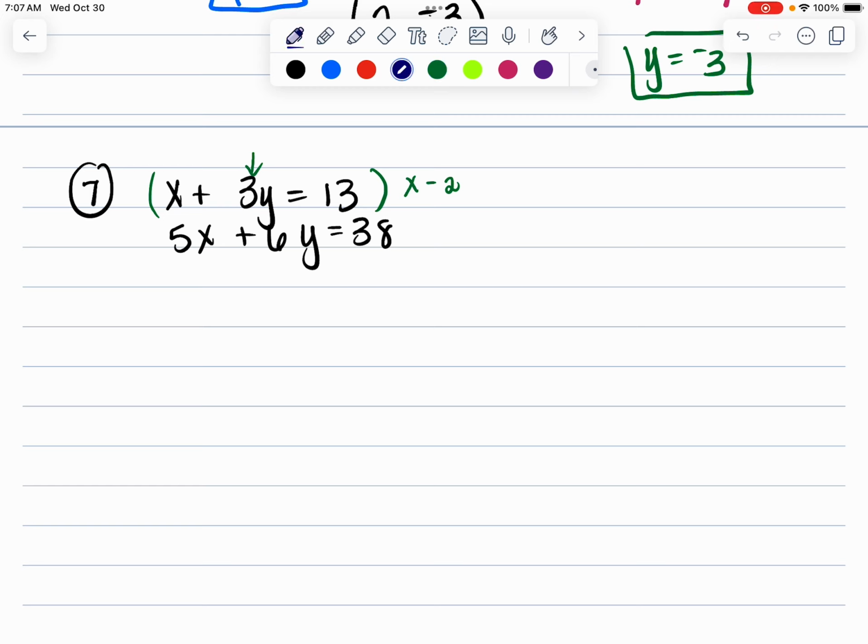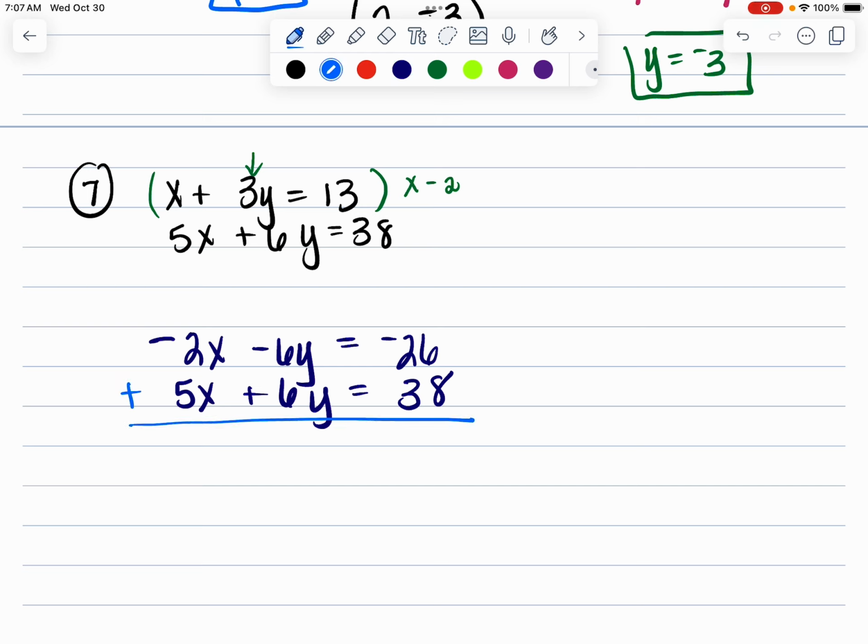So here we go. I'm just going to go ahead and multiply. Negative 2x minus 6y equals negative 26 when I multiply that top equation. Of course, the bottom equation is going to stay the same. I'm not multiplying this one. And I'm going to line that up. Okay, so that's the extra step. After that, it's just like number 6.